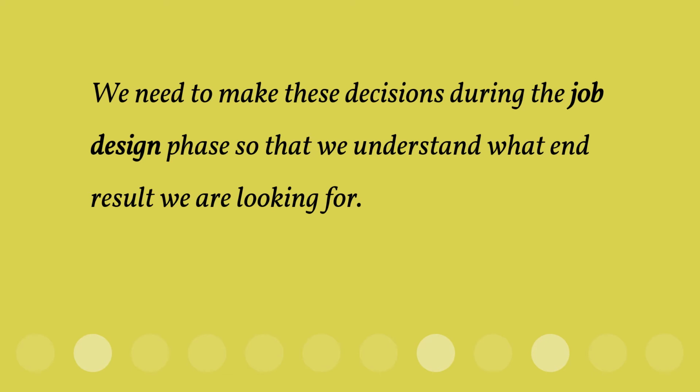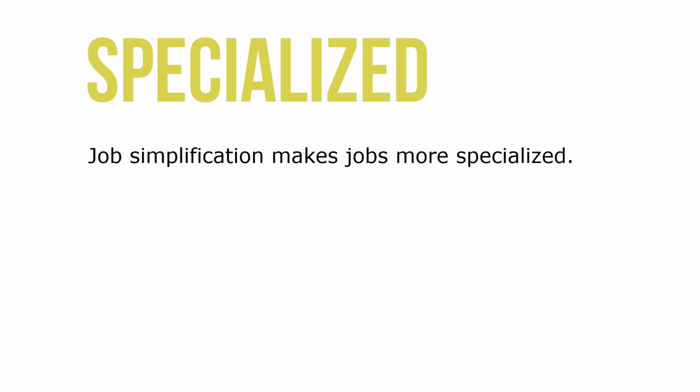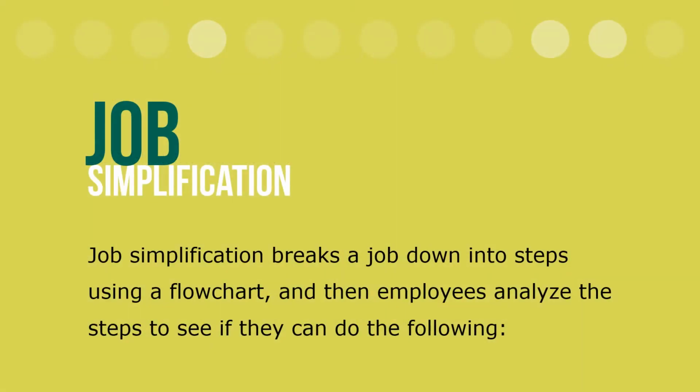result we're looking for. Job simplification is the process of eliminating or combining tasks and/or changing the work sequence to improve performance. Job simplification makes jobs more specialized. Job simplification breaks down jobs into steps using a flowchart, and then employees analyze the steps to see if they can do the following.